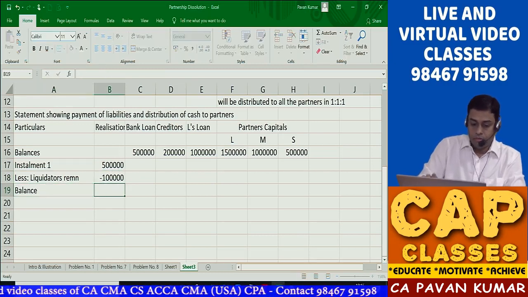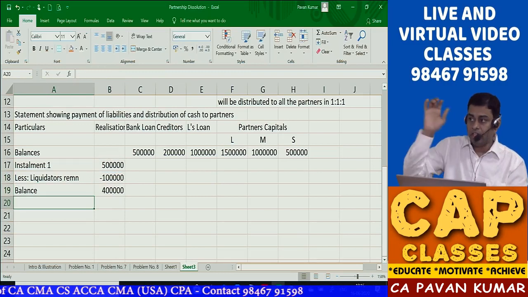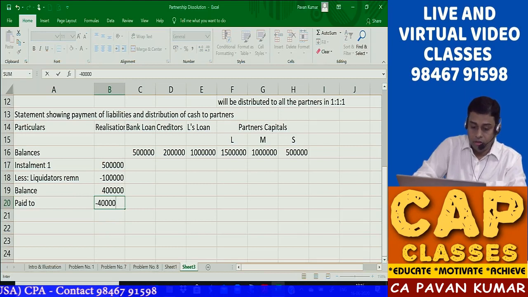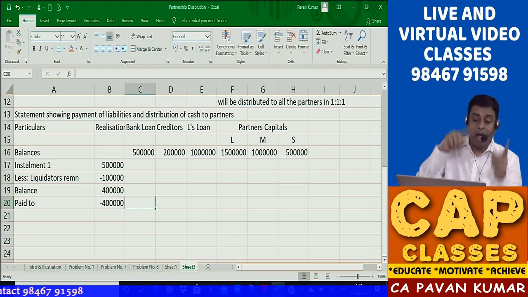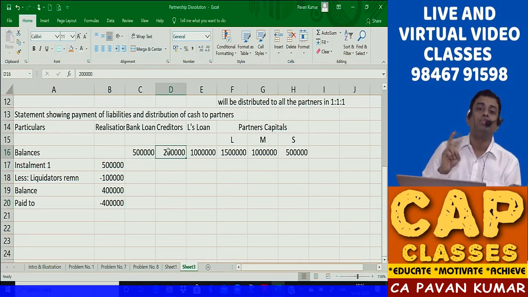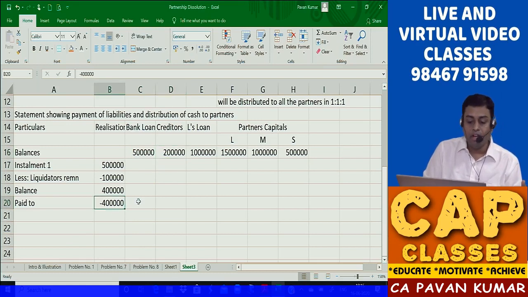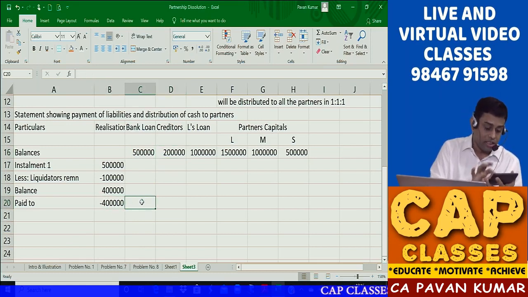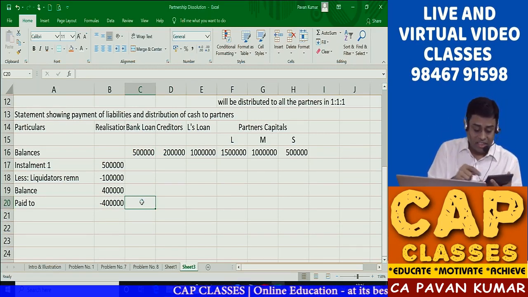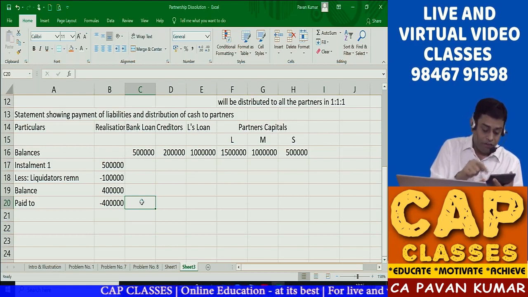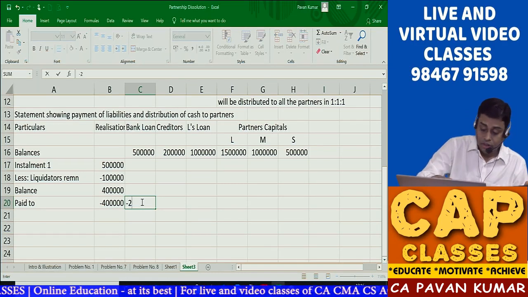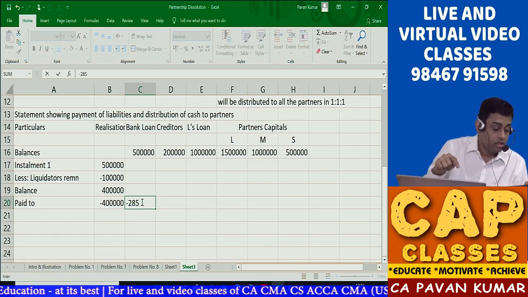Balance. Can I say balance available is 4 lakhs? So this 4 lakhs is paid, minus 4 lakhs. So to whom are you paying? To bank loan and creditors you are paying in 5:2 ratio. Why 5:2 ratio? Bank loan is 5 lakhs, creditor is 2 lakhs, 5:2 ratio. So when you distribute 4 lakhs in 5:2 ratio, 4 lakhs divided by 7 comes to 57,142.86. Then into 5 portions, the first guy will get 2 lakhs 85,714.